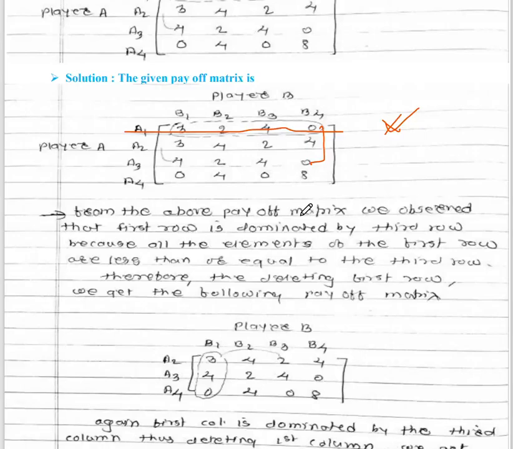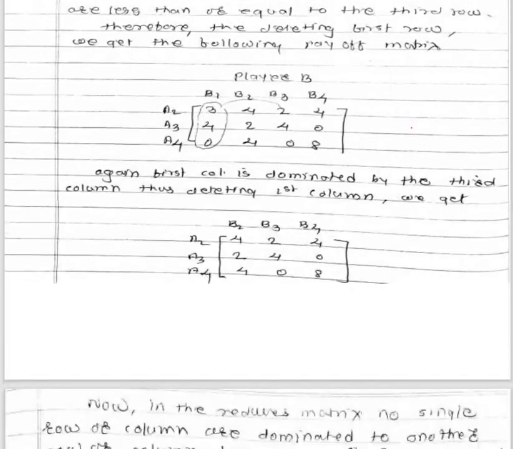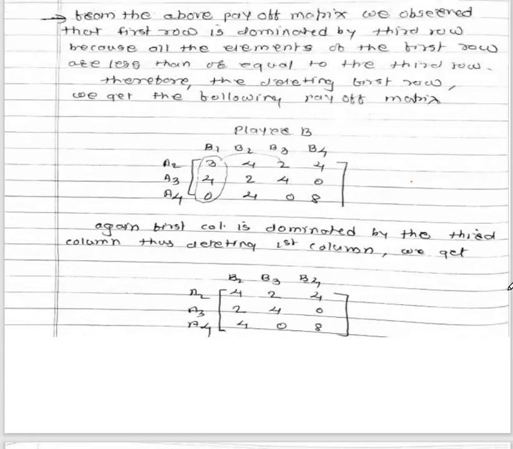Then this payoff matrix can be reduced to the following form, with remaining rows A2, A3, A4 and columns B1, B2, B3, B4, and the payoff matrix is 3, 4, 2, 4, 4, 2, 4, 0, 0, 4, 0, 8. Now again we will use the dominance property. The first step is the column operation. If the column operation fails, then we will go to row operation.